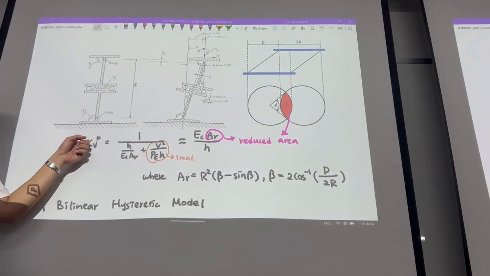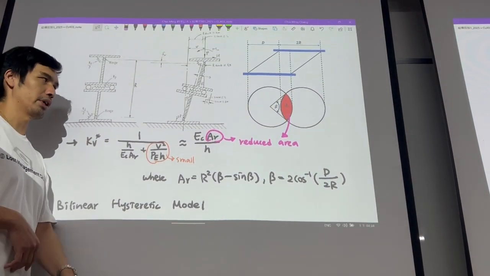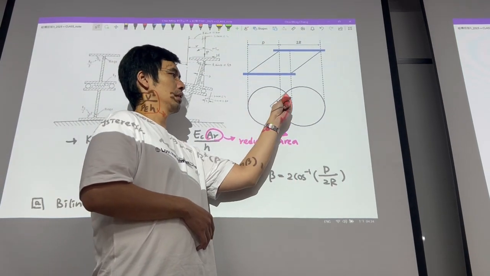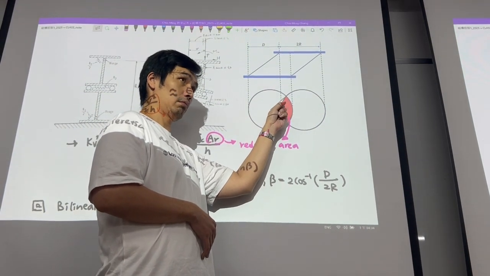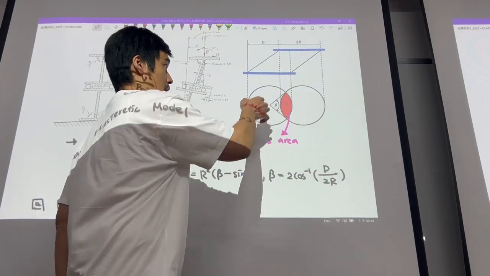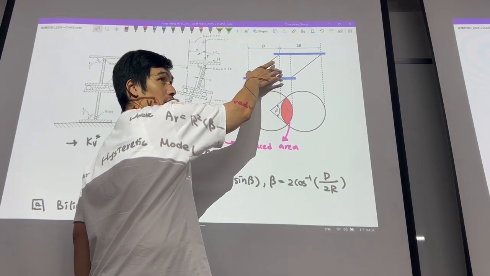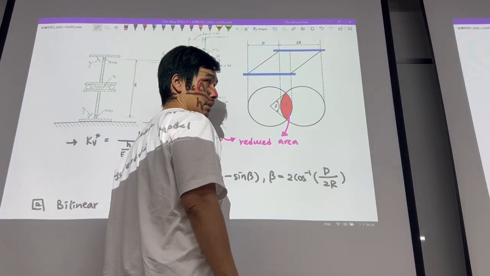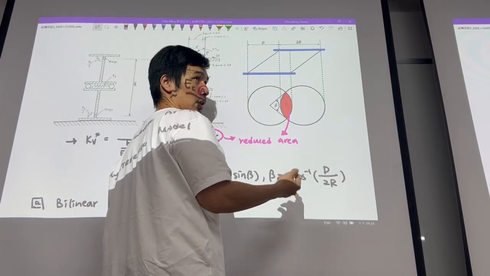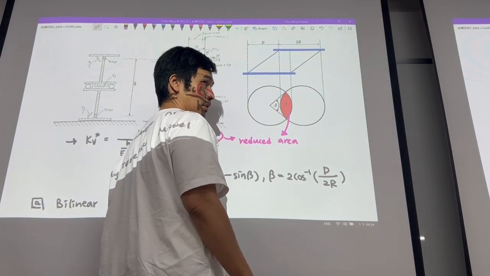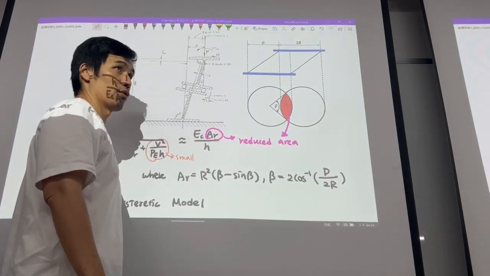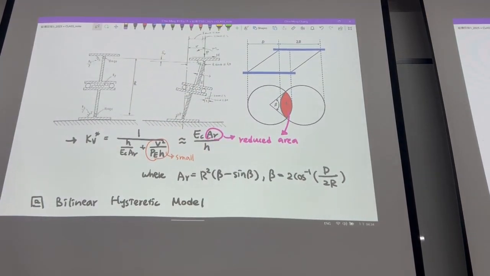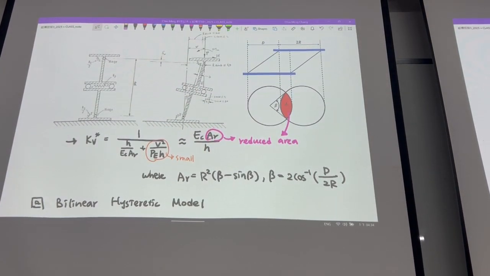KE, what you have to remember is that there's a reduced area, because at this ratio you don't have any top plate and it cannot support your vertical load. So only this reduced area can provide that vertical stiffness.